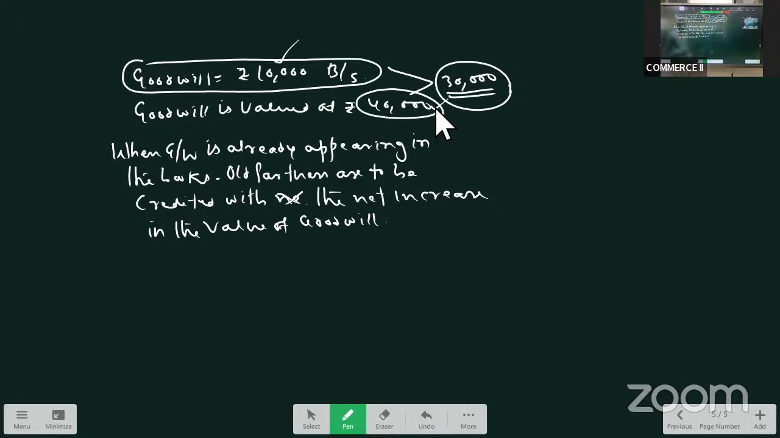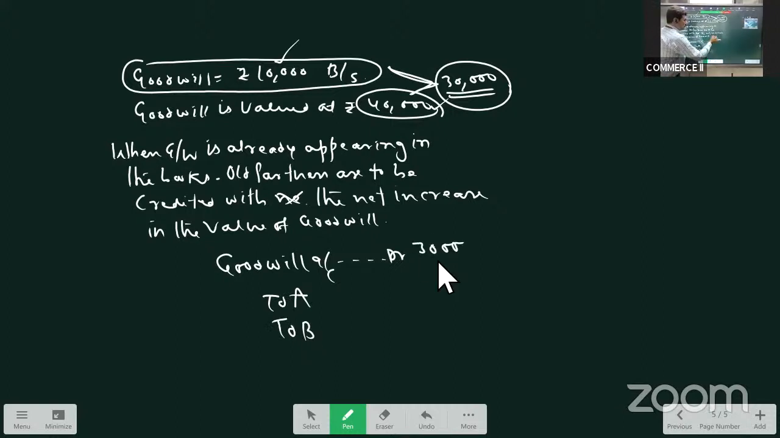Try to understand this adjustment. When goodwill is already appearing in the books, 10,000 is already there on the asset side. It means 10,000 is already credited to old partners. So now we have to credit the old partners with the increase in the value of goodwill, that is 30,000. Okay. So when I write the entry in the books, goodwill account debit to, who are the old partners? A and B. Right? So I will credit only 30,000. I will not take 40,000. I'll take only 30,000, and 30,000 I'll credit to them in the ratio 3 is to 2. That is 3 by 5 and 2 by 5. So A will be credited with 18,000. B will be credited with 12,000.